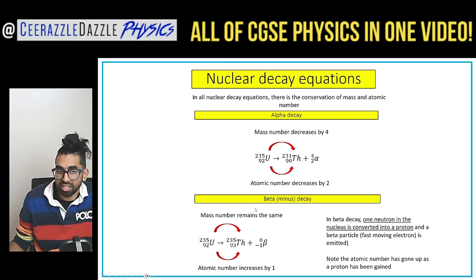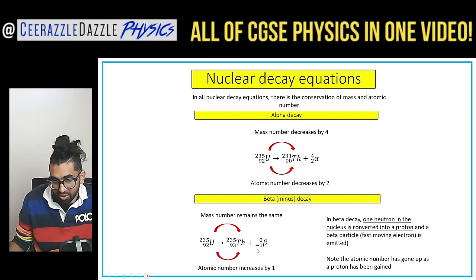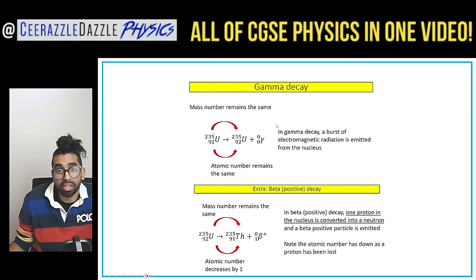For beta minus decay, look carefully. The beta is 0 minus 1. So look, the mass number remains the same. 235 goes to 235 because 0 is over here. These two add up to 235. But careful with this one. We notice that it is 93 because it must be 93 minus the 1 makes me 92 over here. So in beta decay, one of the neutrons inside the nucleus is converted into a proton, hence why the proton number goes up over here and the beta particle is emitted. There we go.